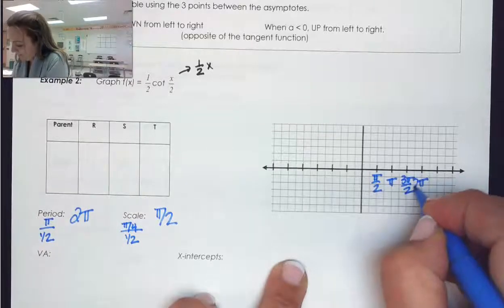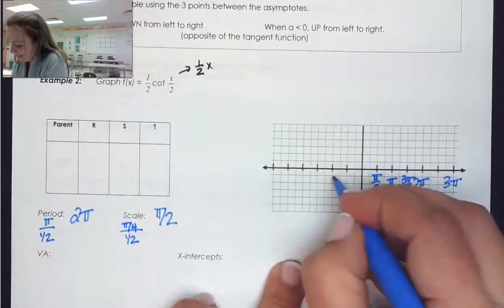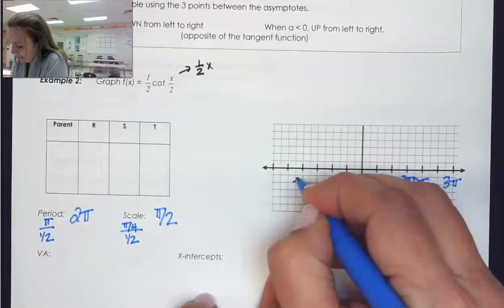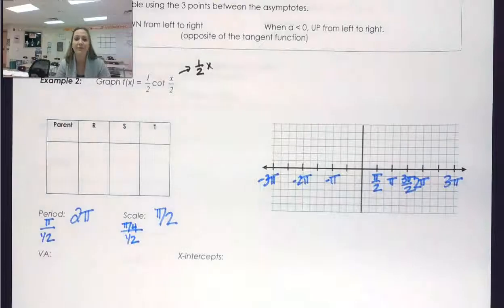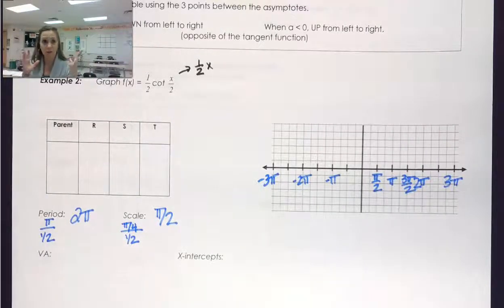Oops, 2 pi. I'm like, why isn't that working? All right. And again, you don't have to label everything, but you should make sure that you label it so that you're able to plot your points accurately and able to follow the pattern.